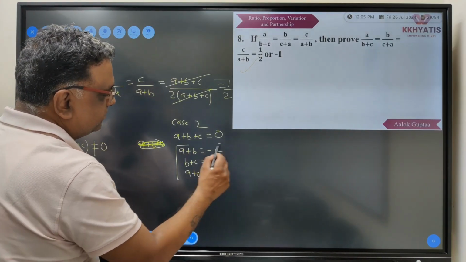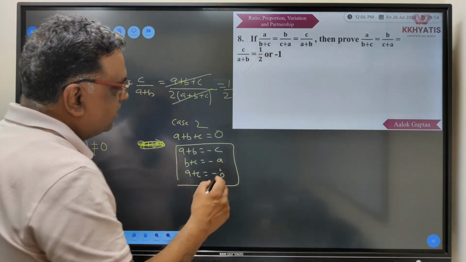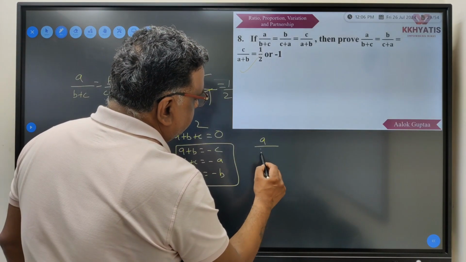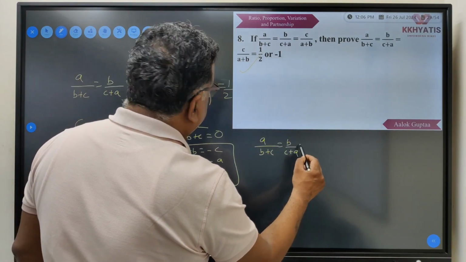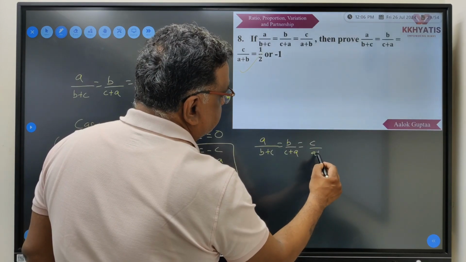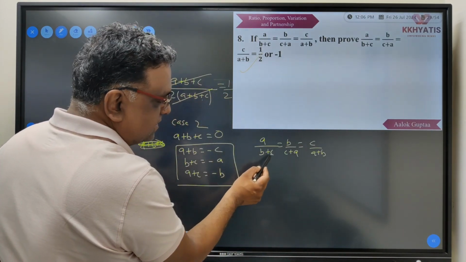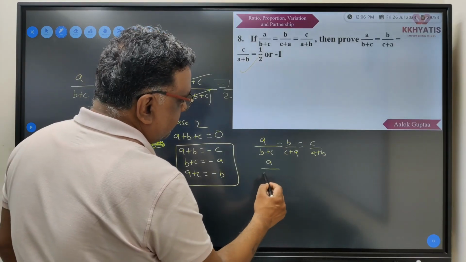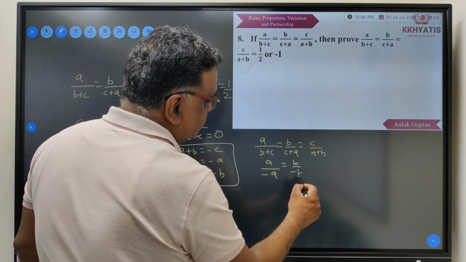Does it mean that? Right? Which means this ratio will become a upon b plus c equals b upon c plus a equals c upon a plus b. I can write it as, instead of b plus c, I can write it as minus a. Instead of c plus a, I can write it as minus b.